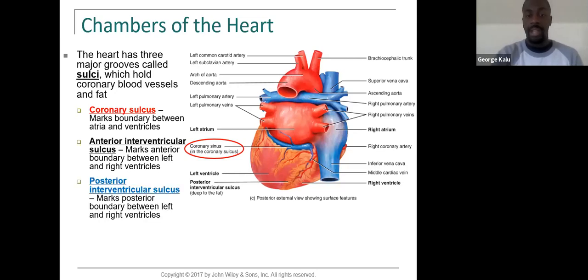On the posterior aspect of the heart, which we're looking at from this view over here, we're going to find the posterior interventricular sulcus. Again, that sits on the posterior aspect of the heart, and it lies between the left and the right ventricles, just like the anterior interventricular sulcus, just on the posterior side.